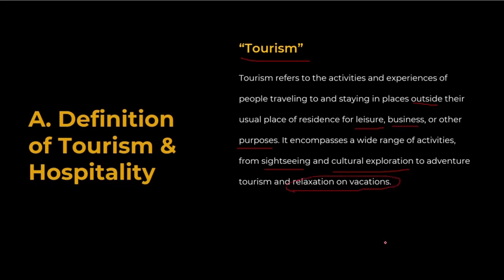For example, in the Philippines, there are many foreign tourists who visit, especially here in Bohol, in Panglao, and in Anda. The purpose of their travel is to have relaxation on vacation. So this is the simple definition of tourism.